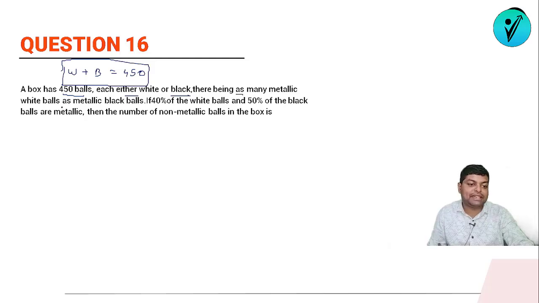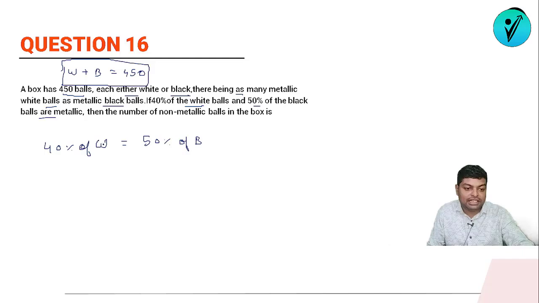There being as many metallic white balls as metallic black balls. जितने metallic white balls हैं उतने ही metallic black balls होंगे. ठीक है, यानी metallic white balls and metallic black balls का count same है. Next, if 40% of white balls and 50% of the black balls are metallic, so how many metallic white balls we will be having? Whatever is the total count of white balls, 40% of that is metallic. So we can say that 40% of W is the metallic white balls. 40% of W is same as 50% of B balls. And what is B? B are the black balls.